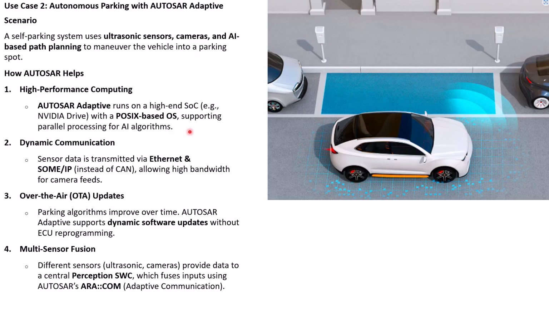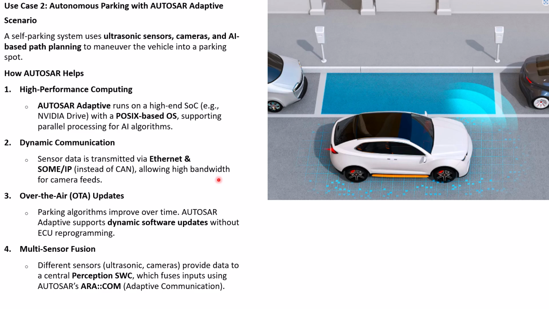Unless you are trying to do a PhD on this high-performance computing, going in depth is not required. As I said, in this tutorial I am going to explain to you only to the depth that is required for seamless working in ADAS. Now coming to dynamic communication, the sensor data is transmitted via Ethernet and internet protocols instead of CAN, allowing high bandwidth for camera feeds.